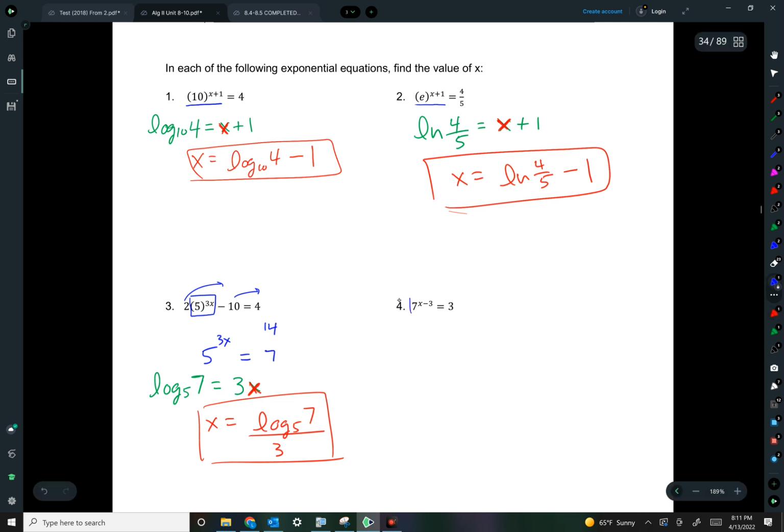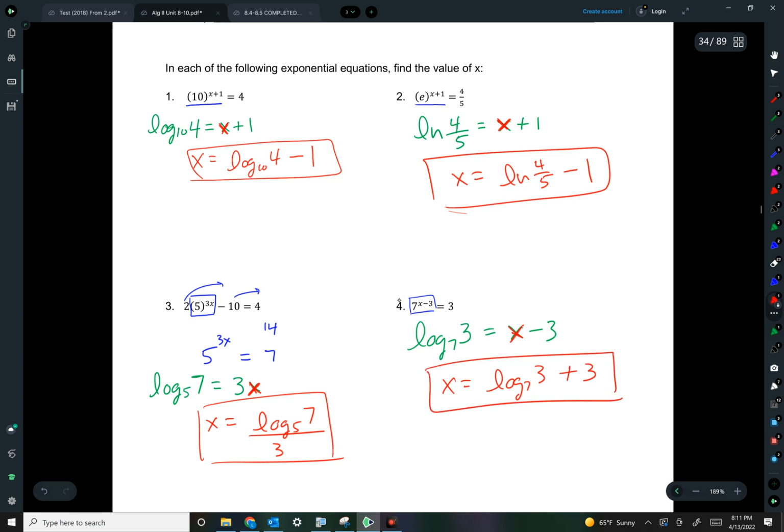So when I look at number 4, step 1, get the exponential part by itself. All right, this is the exponential part. It's already by itself. So then I change it to log form. So log base 7 of the answer equals the exponent, so equals x minus 3. And last step, I need to get the x by itself. So I'm just going to add 3. So x equals whatever log base 7 of 3 is, and then plus 3. Okay, and that's it.